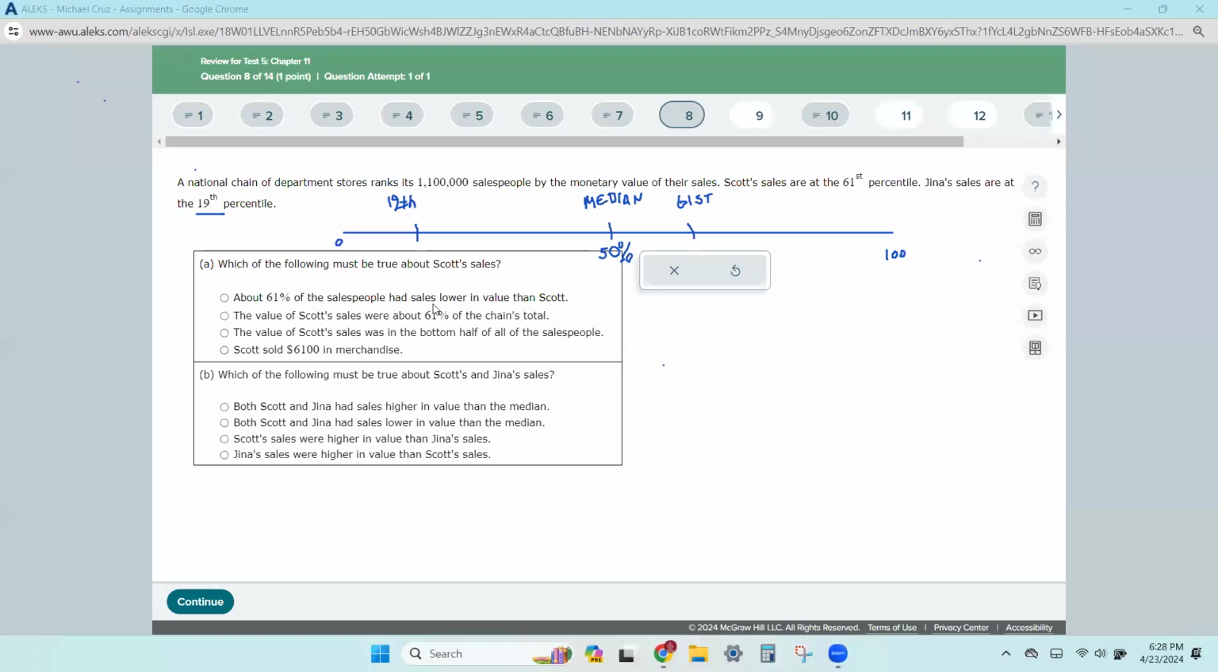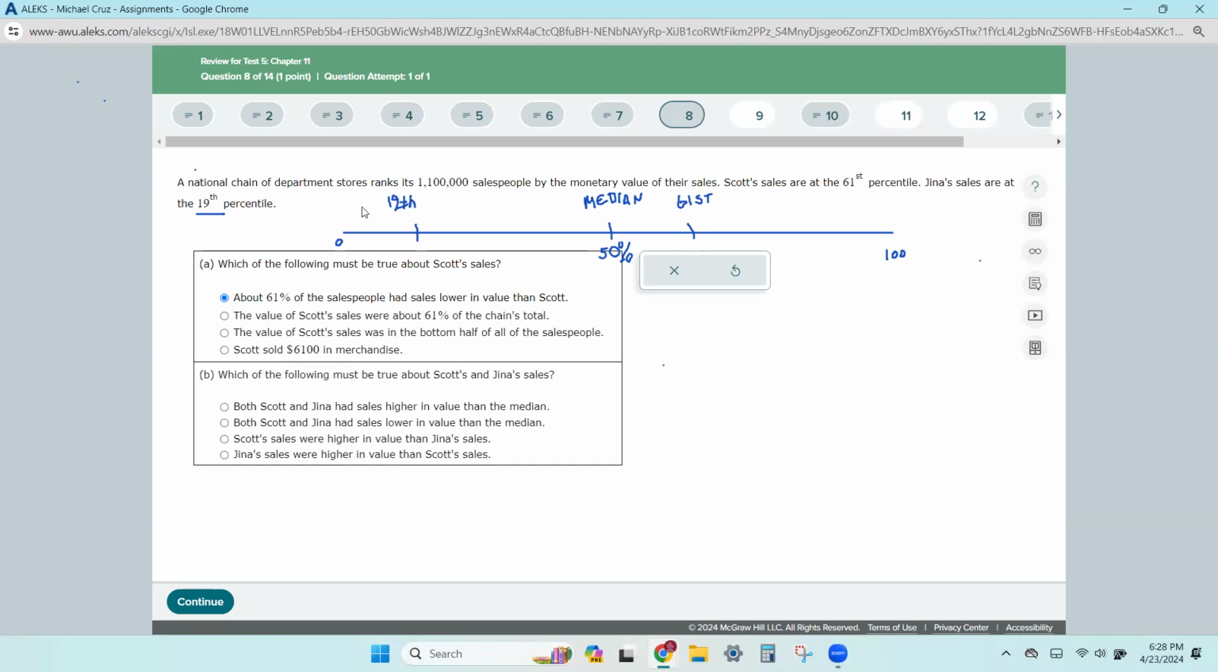About 61% of the salespeople had lower sales than Scott. That's what the 61st percentile means. So we're going to pick that one. See stuff like this: the value of Scott's sales were about 61% of the chain's totals. We don't know what the total of the chain is sales wise. Scott is in the top half. If he were down here, he would be in the bottom half. So not that one. And Scott sold $6,100 in merchandise. We don't know what he sold. We just know his position, 61st place.